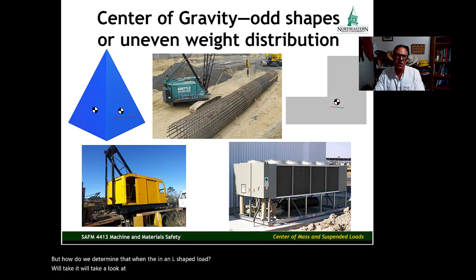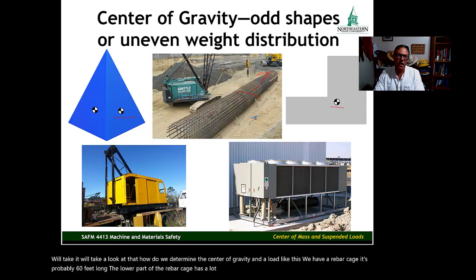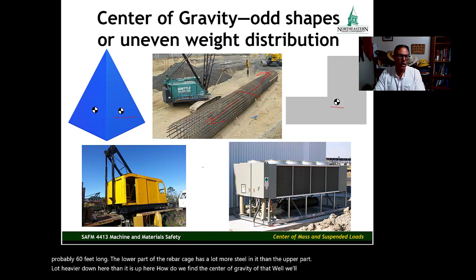How do we determine the center of gravity in a load like this? We have a rebar cage that's probably 60 feet long. The lower part of the rebar cage has a lot more steel in it than the upper part. A lot heavier down here than it is up here. How do we find the center of gravity of that? We'll talk about the methods.